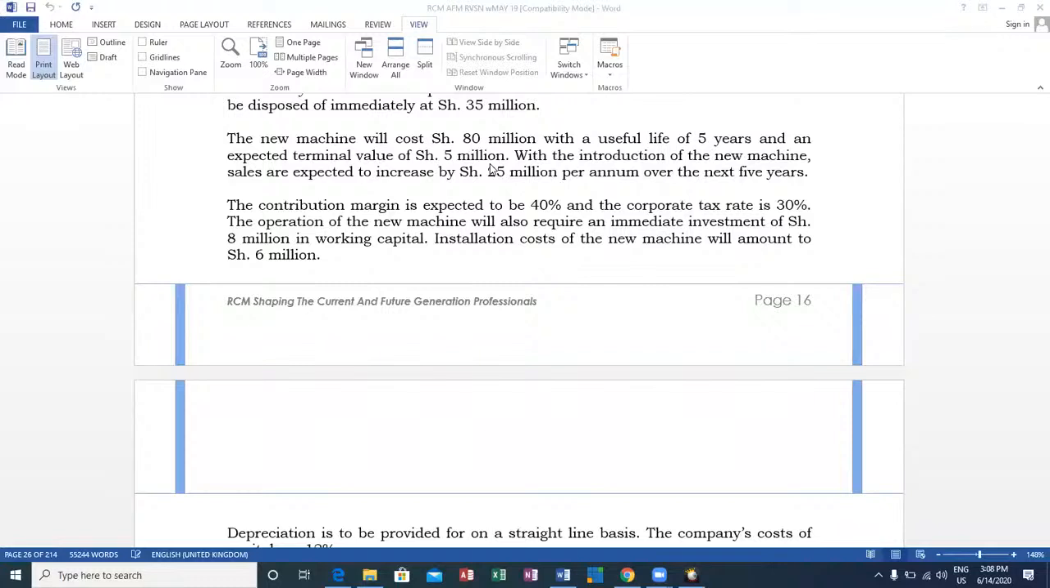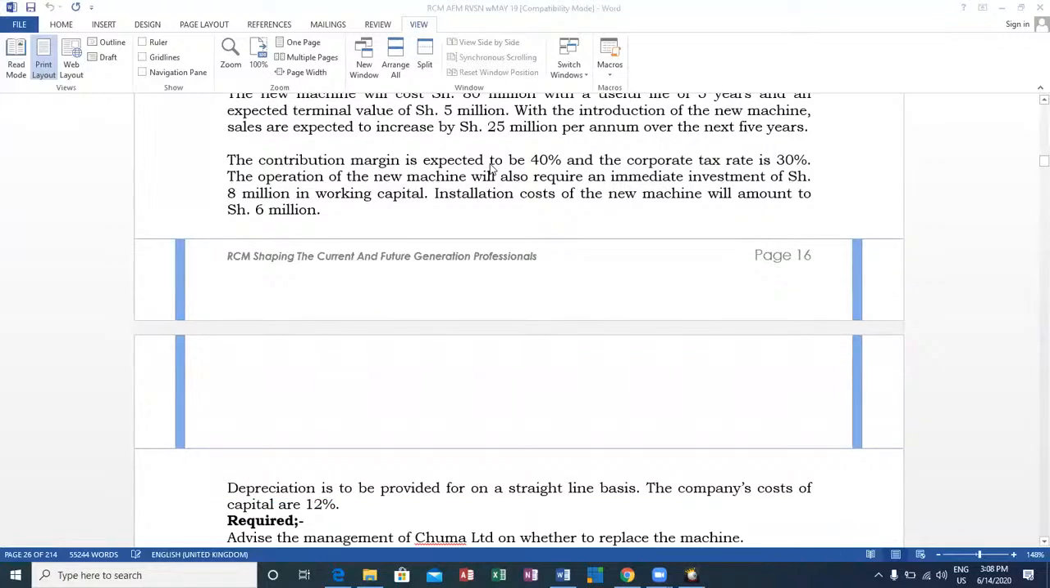The operation of the new machine will also require an immediate investment of shillings 8 million in working capital. I love this. Working capital has been introduced. Installation cost of the new machine will amount to shillings 6 million. Depreciation is to be provided for on a straight line basis. The company's cost of capital is 12%. Advise the management of Chuma Limited on whether to replace the machine.